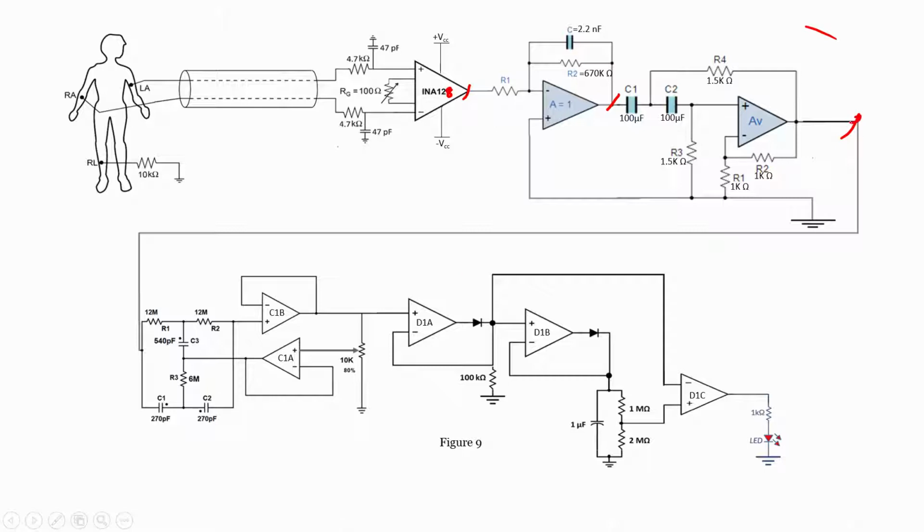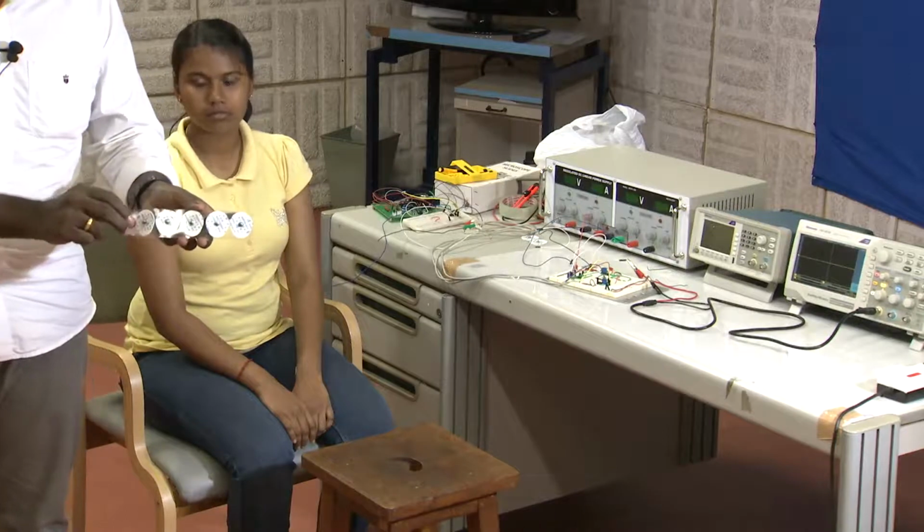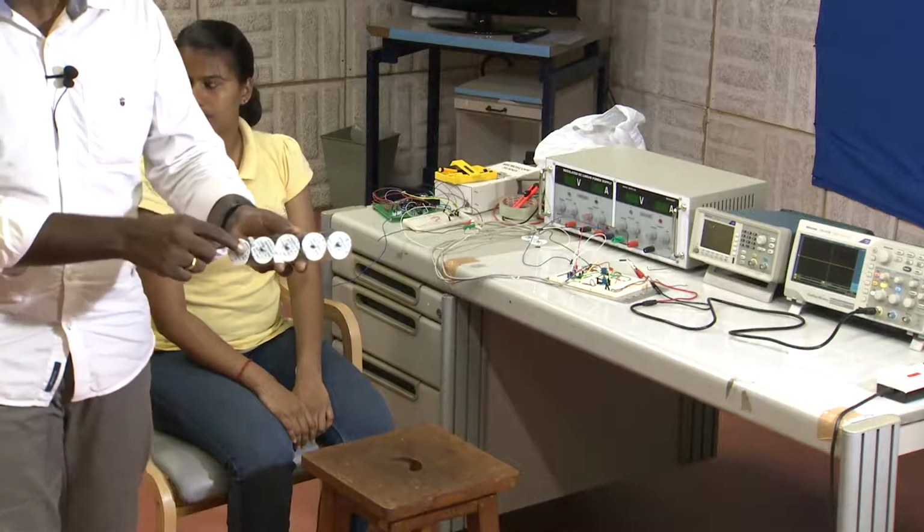In order to connect the electronic circuit to the subject, we require some electrodes. So, we are going to use some ECG patch electrodes which are available in the market. Let me take out the ECG patch electrodes. So, these are our ECG patch electrodes, if you see that, right.